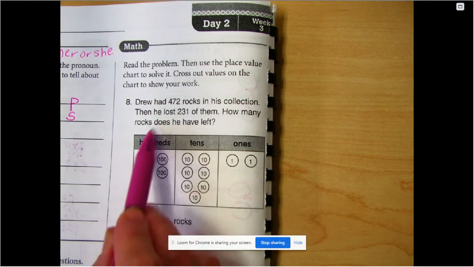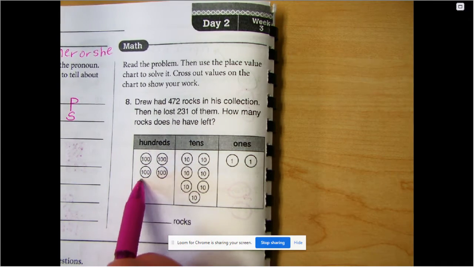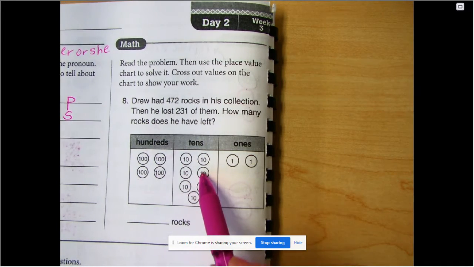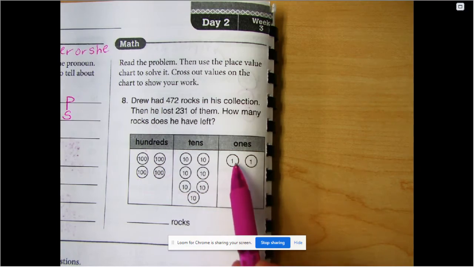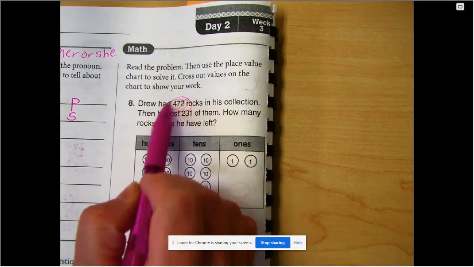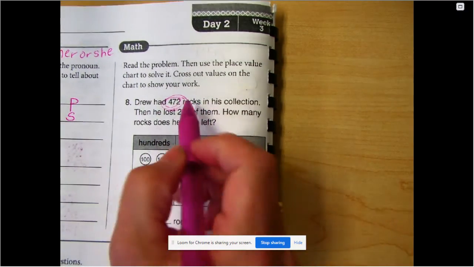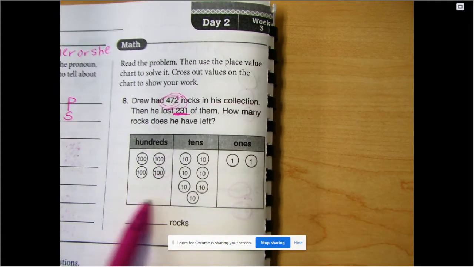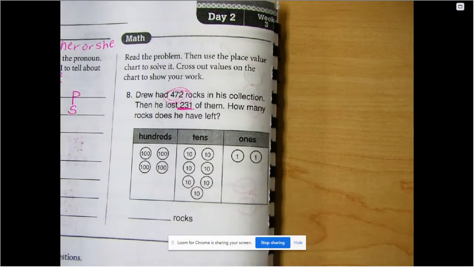So it looks like we have 4 hundreds, 7 tens, and 2 ones. That's how many rocks they start with. But they're going to take away 231 of them. So how would you use these place value counters to do that, and how many rocks would be left?